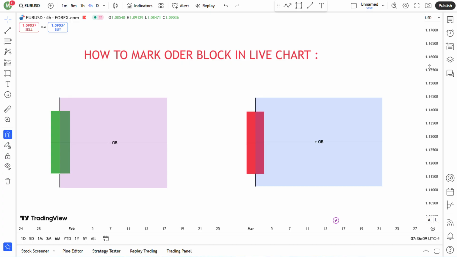First, an order block is a single candle. The order block is a market maker placing a buy or sell order, which is known as an order block. There are two types of order block, bullish order block and bearish order block. In this video, we are going to see how to apply it in the live chart. So we can go into the live chart.